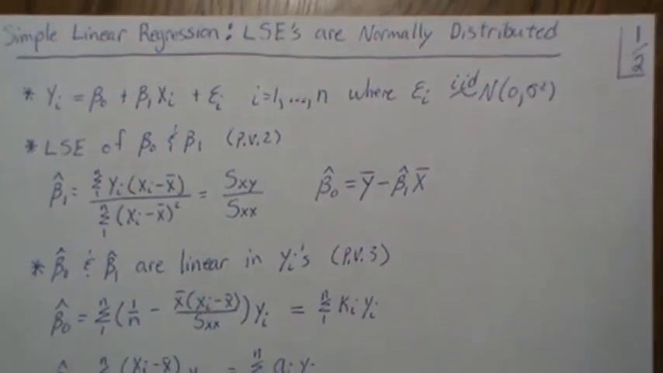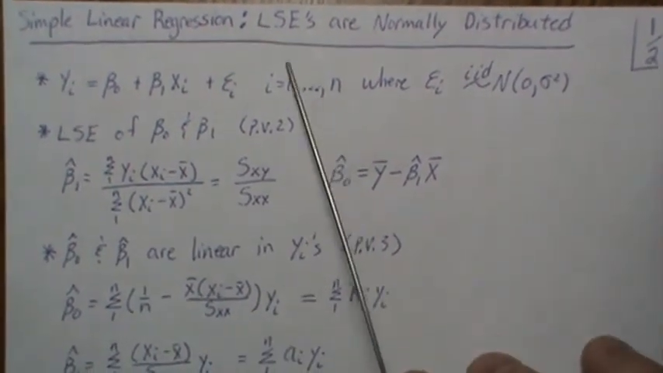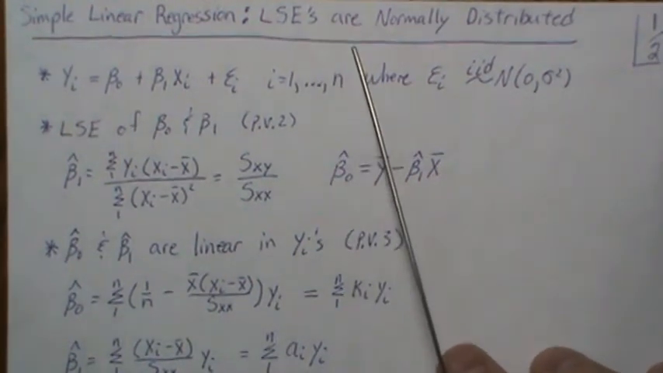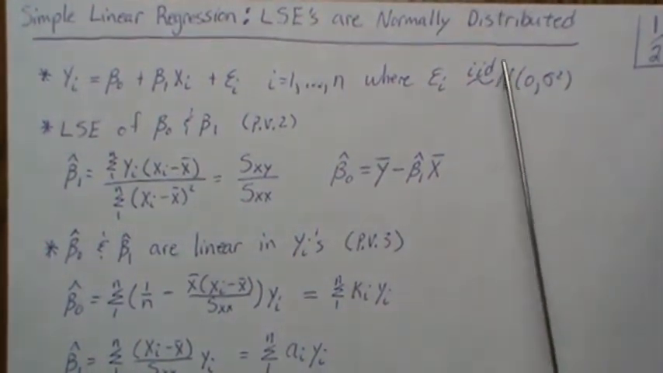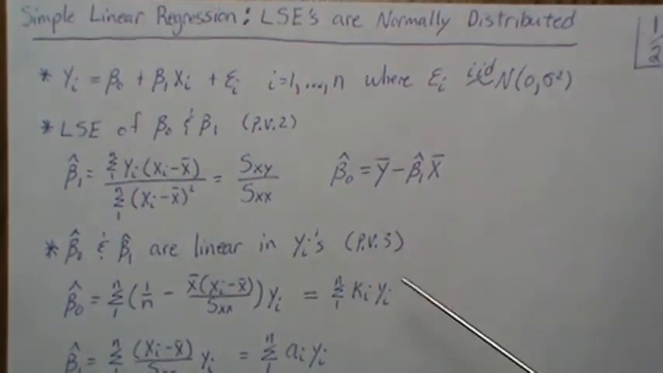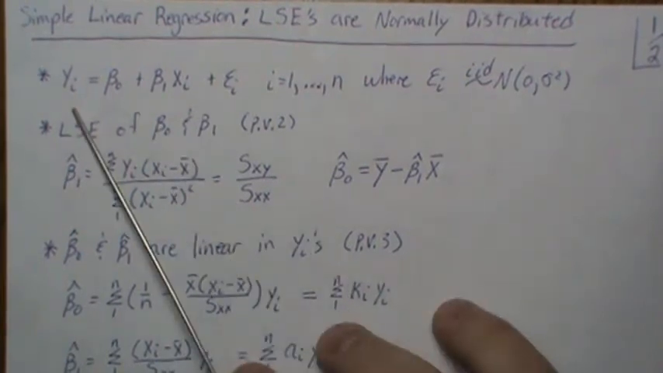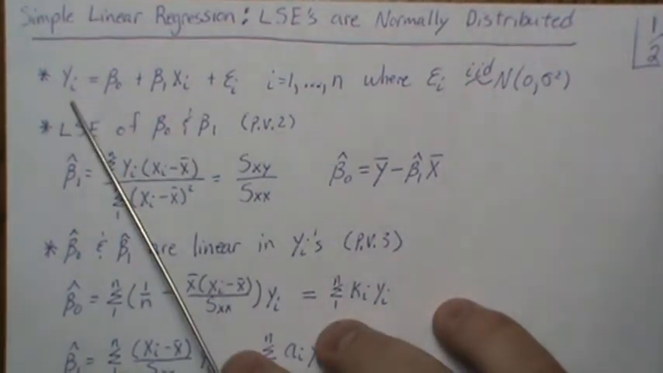Hello, in this video we're in the simple linear regression setting, and we're going to show that the least squares estimates for the betas are normally distributed. Now, we've hinted at this earlier in the playlist, and we'll jump right in.